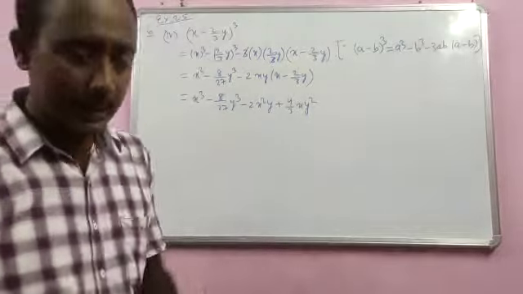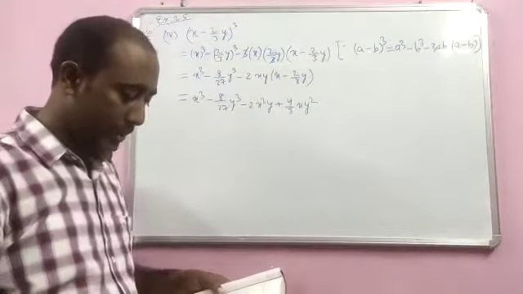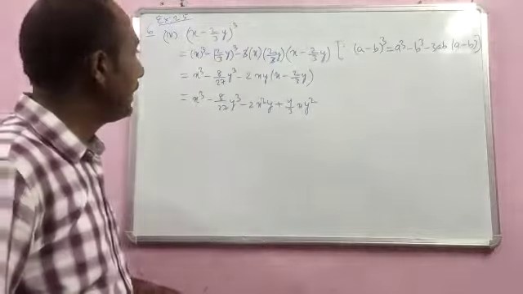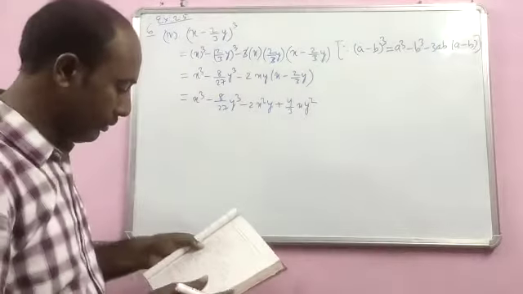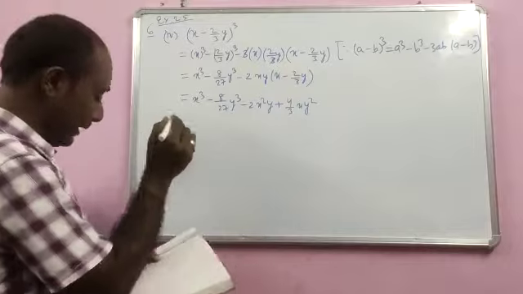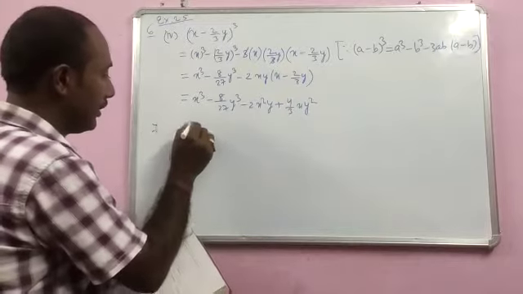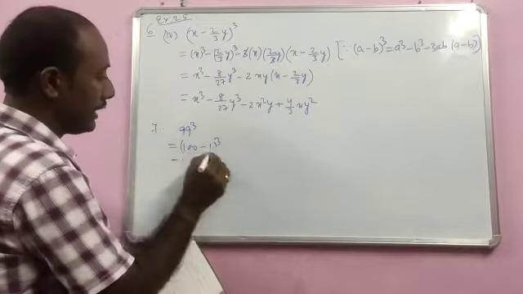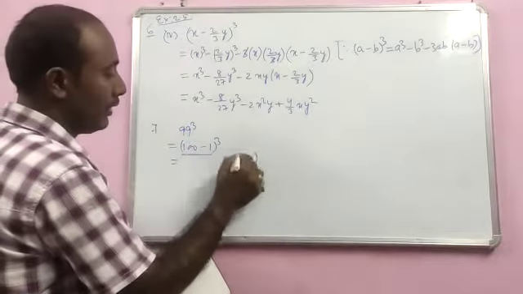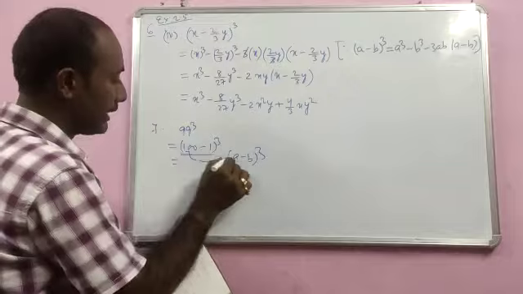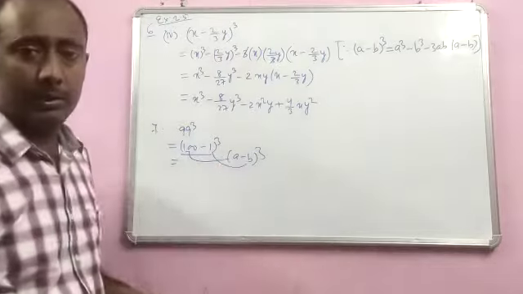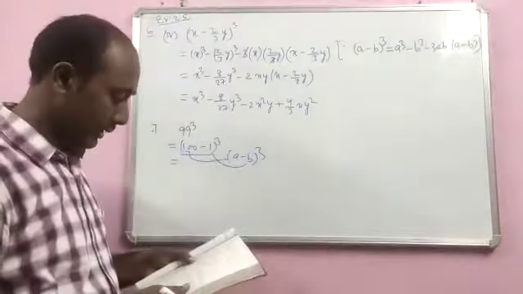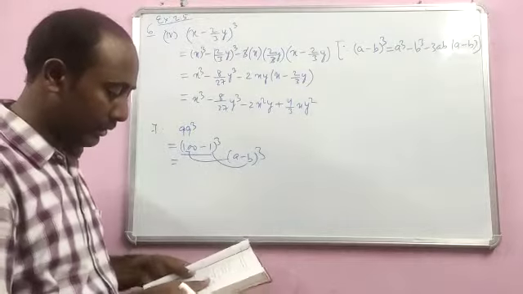We skip question number 7 because there also you have to use a suitable identity. Either you use the identity (a minus b) whole cube or (a plus b) whole cube to solve question number 7 parts, like 99 cube. So 99 cube can be written as (100 minus 1) whole cube, and then use the identity of (a minus b) whole cube by considering 100 as a and b as 1. You can solve this particular question. Similarly, you can go for the other questions also.